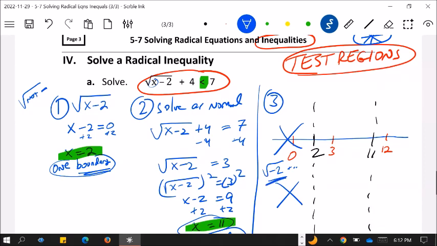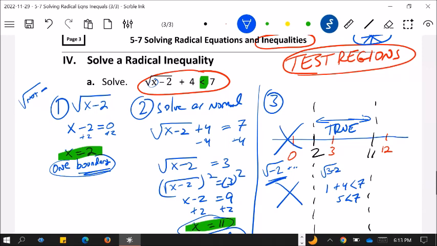Now let's do it with a 3. If I put a 3 in there, the square root of 3 minus 2, I get the square root of 1. And so I get 1, and the square root of 1 is 1. 1 plus 4 less than 7. 5 is less than 7. This is true. This is a good part. True. Okay, so right now this part is good, from 2 to 11.